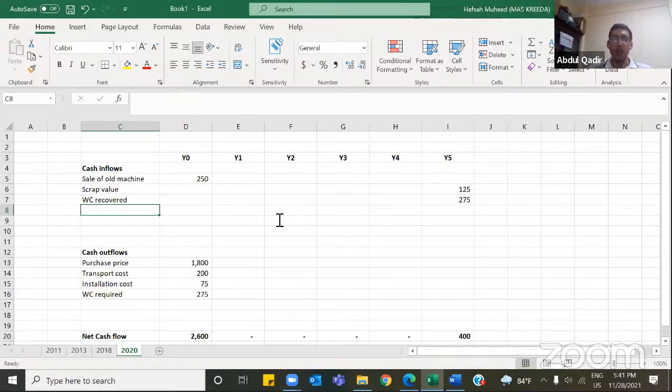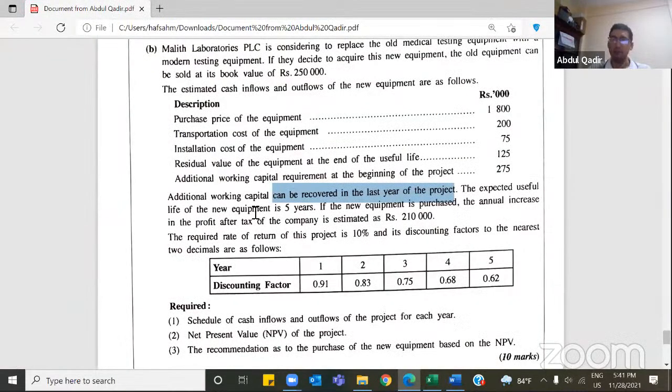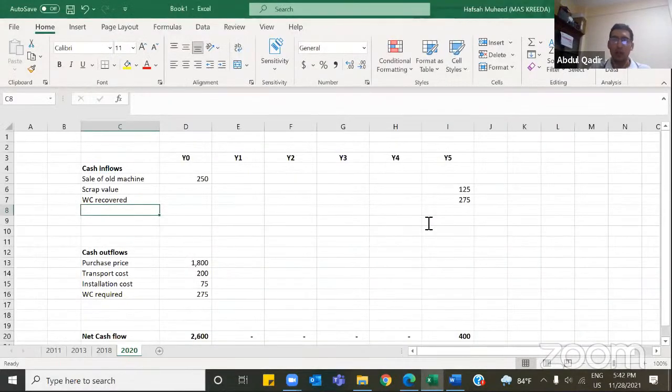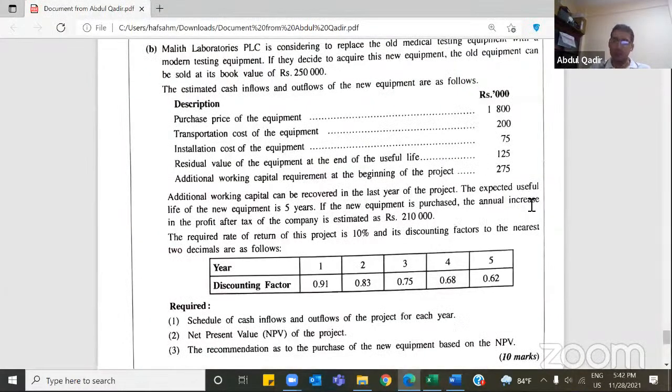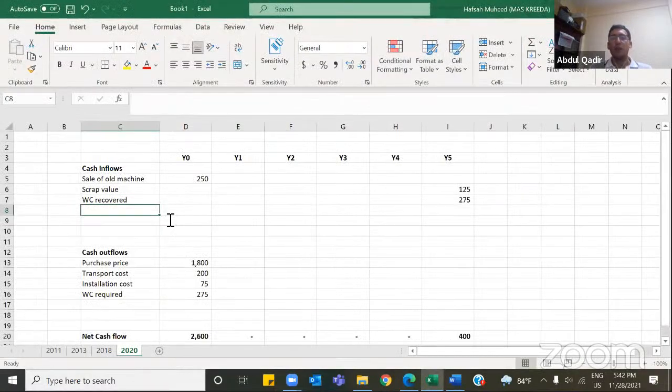The expected useful life of the new equipment is 5 years, fine. If the new equipment is purchased, the annual increase in the profit after tax of the company is estimated at rupees 200,000. So you will increase your profits. Now, like I said, when we do NPV or investment appraisal, other than ARR where we use profits, we don't use profits anywhere else. We use cash flows. So I can say cash flow or incremental cash flow.